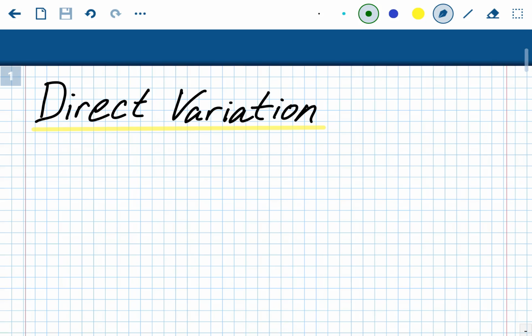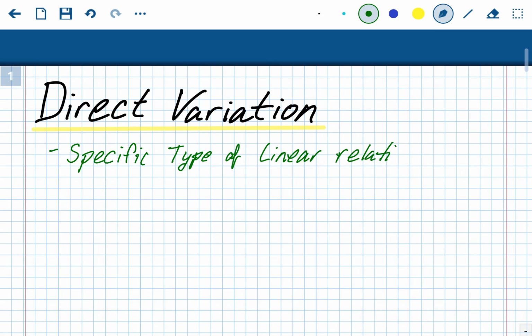Next up, we're going to talk about direct variation. All direct variation is, is a very specific type of linear relationship. Now, a lot of people think a specific type of linear relationship is going to be more difficult than a linear one. It's actually a more basic type of linear relationship.